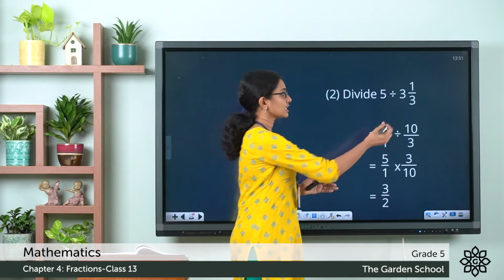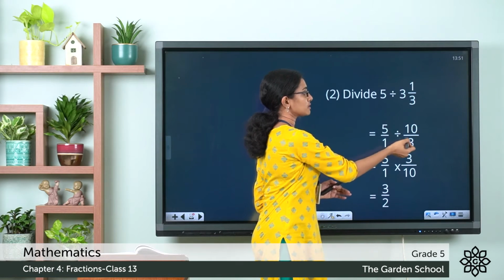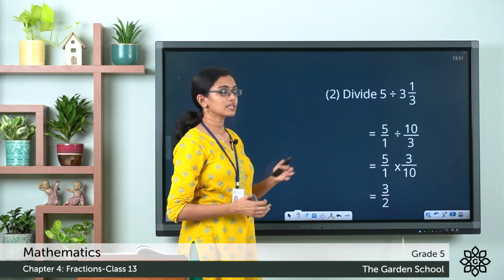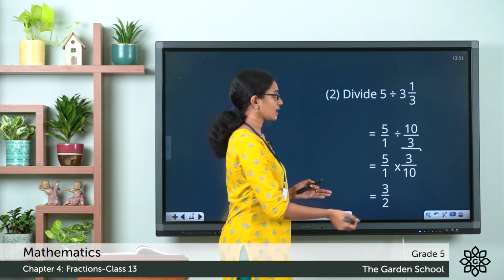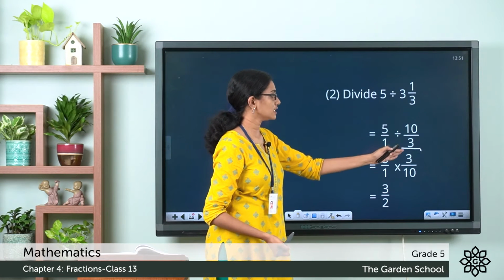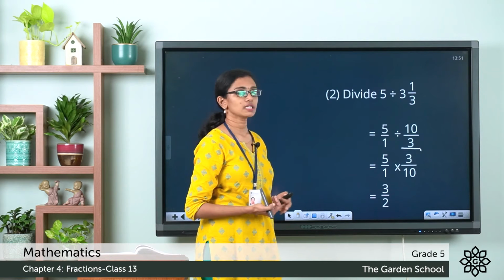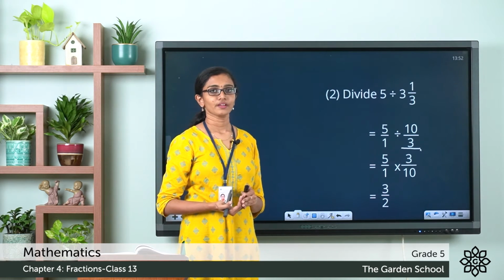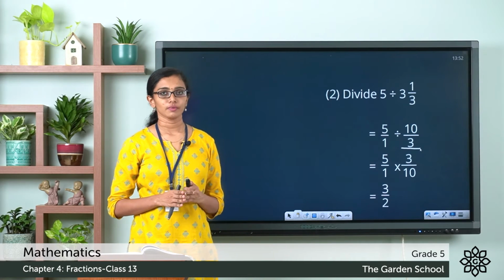How did we get that? 3 into 3 is 9, plus 1 is 10, divided by the same denominator 3. Now the next step is to take the multiplicative inverse of the divisor and then multiply it with the dividend. So that is 5/1 into 3/10 and that gives you the fraction 3/2 as the answer. So children, I hope the concept is clear to you now. Let's see a word problem now.